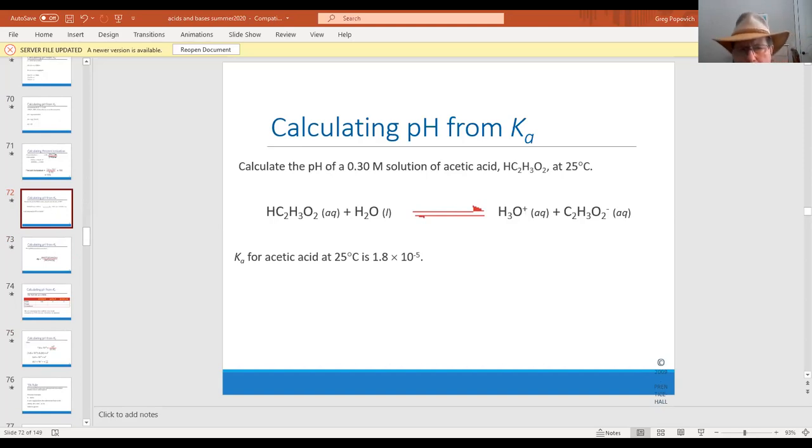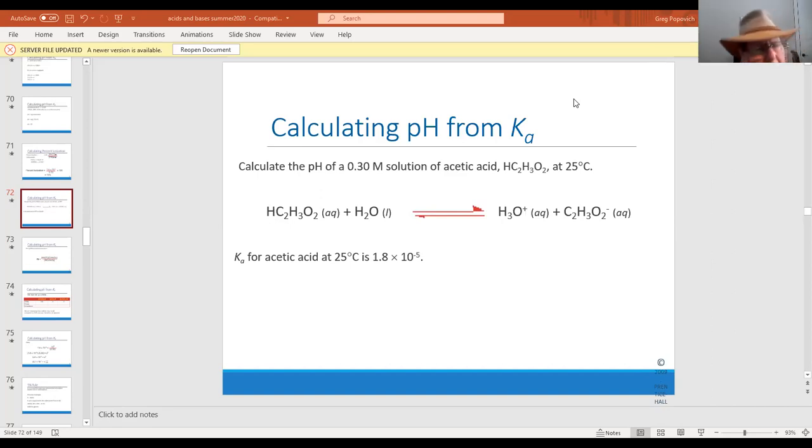Manuel, what is my equilibrium expression? Is it 1.8 times 10 to the negative 5? That's what the Ka is. What's the expression? What are the concentration terms? I'm not sure, I'll be honest. Okay, all right, Manuel, can I ask you a question?